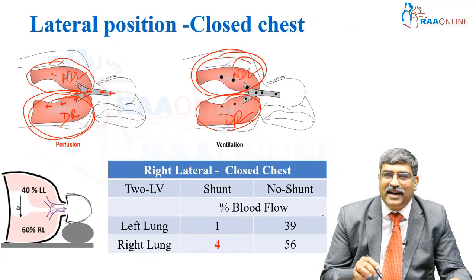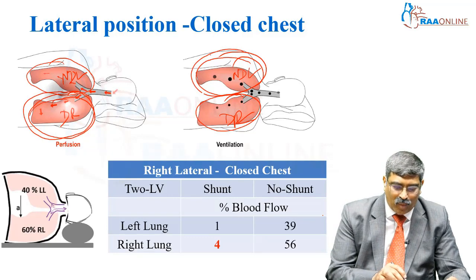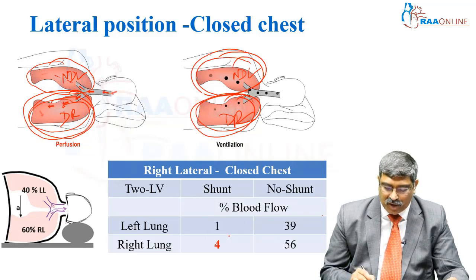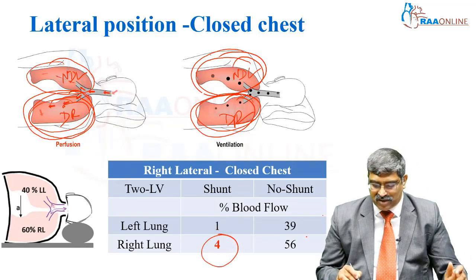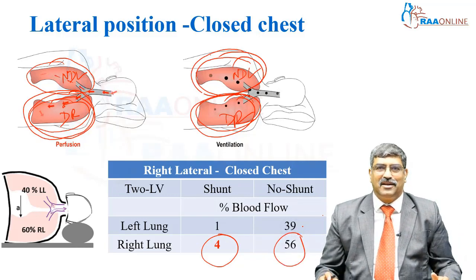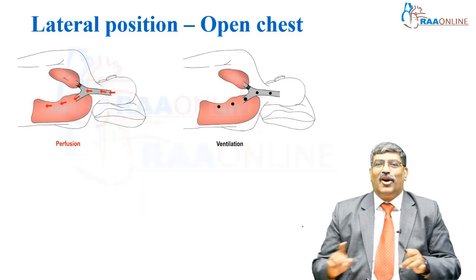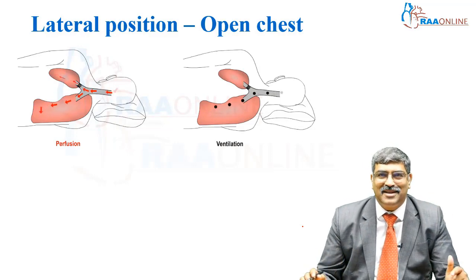Here, in right lateral closed chest, the right lung receiving more perfusion and less ventilation contributes about 4% of the shunt, because it is receiving more blood flow and less ventilation. This concept you have to understand. This is lateral position, closed chest. Now coming to lateral position, open chest.